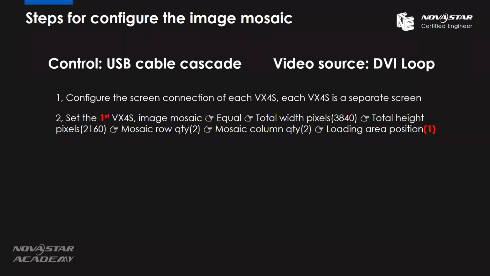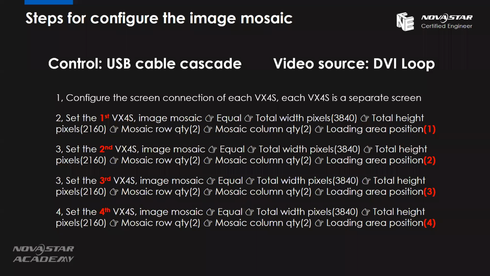After that, we need to go to the hardware settings. So for the first VX4S, we choose the image mosaic, and we choose equal, and we input the total width pixel 3840 and the total height pixel 2160. And the image mosaic row quantity is 2, and the image mosaic column quantity is 2. It's a 2 by 2 area. And the load area position, 1, 2, 3, 4.